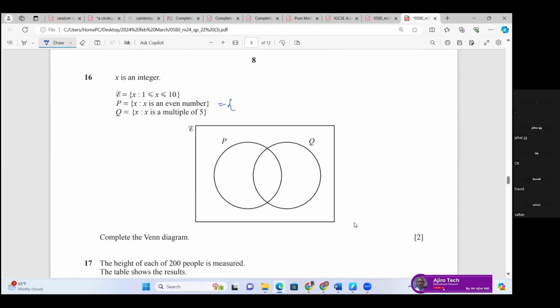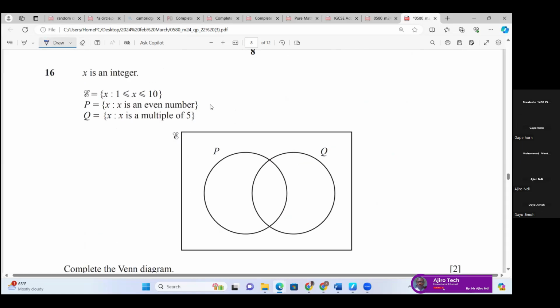Now back to this question. Thank God we still have time for this question. Now let's look for P. P are even numbers from 1 to 10. I have 2. Sorry, let me write that. P should be 2, 4, 6, 8, 10. 1 and 10 are inclusive because it is double equality.